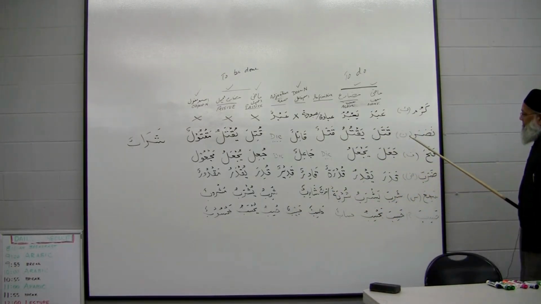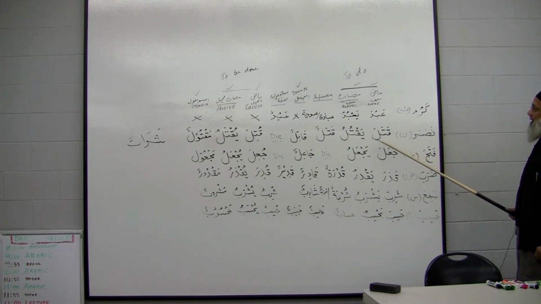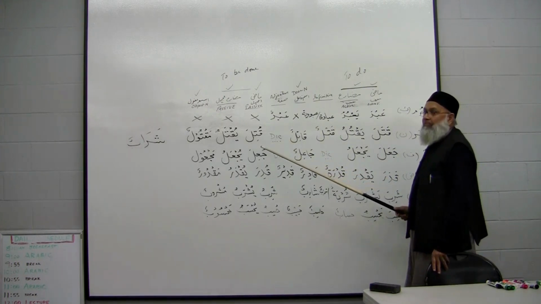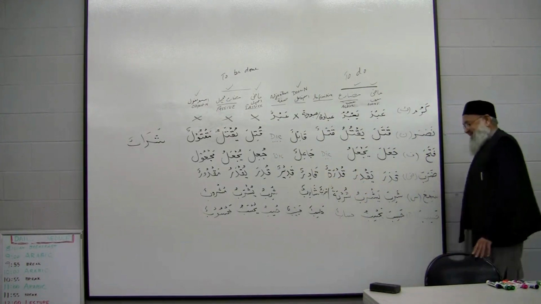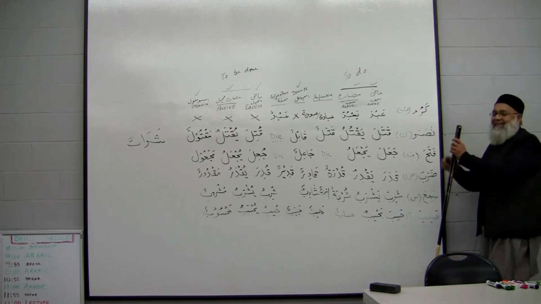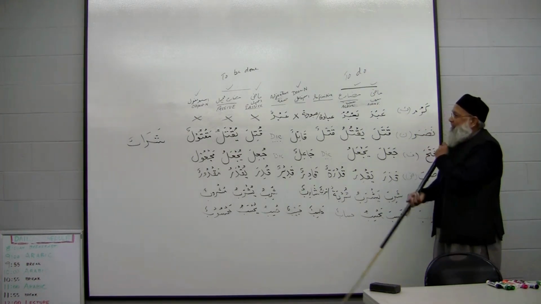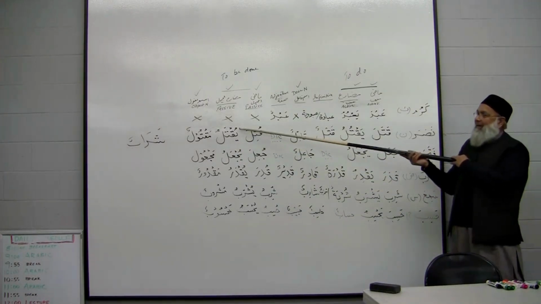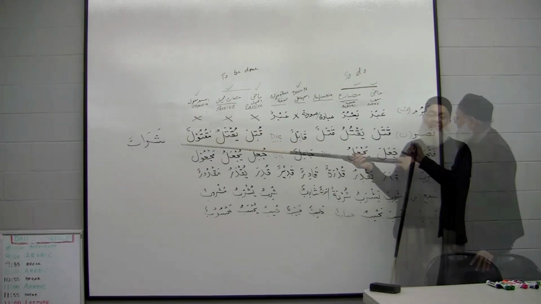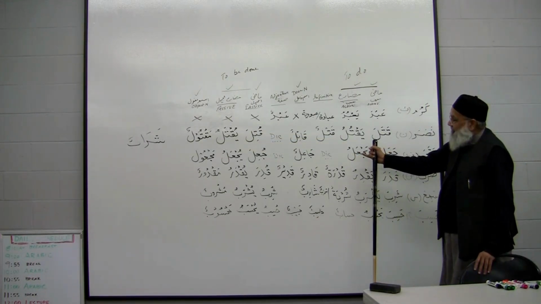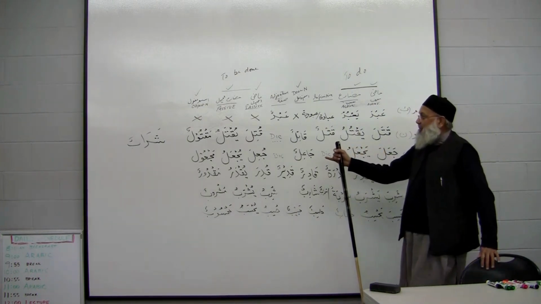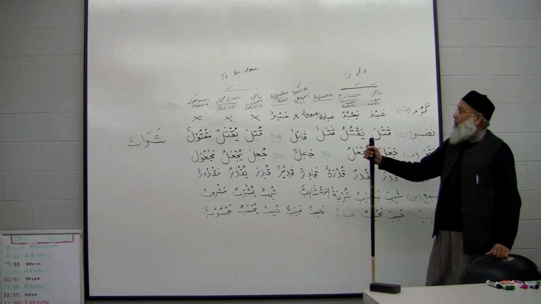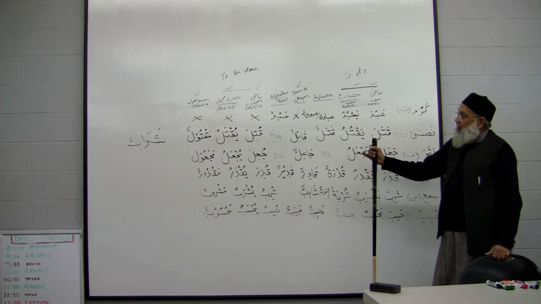Then bab nasara: qatala yaqtulu qatlun qatilun, fahu qatilun. Kutila, this specifies now, was killed. Yuqtalu, will be killed. Maqtulun, the killed. Ja'ala yaj'alu, ja'ilun, fahuwa ja'ilun. Ju'ila yuj'alu, fahuwa majhulun. Sorry, maj'ulun, not majhulun.